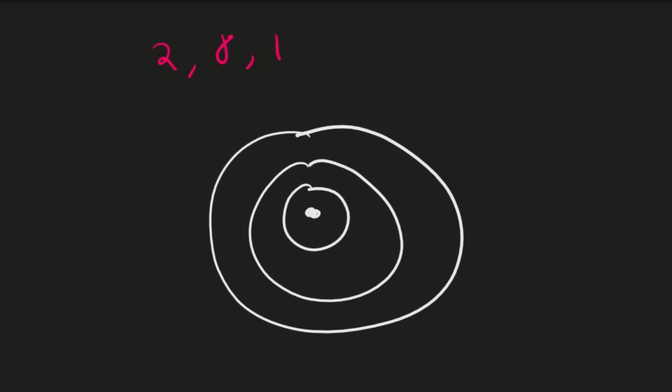In the first shell we know we've got 2 electrons. In the second shell, we know we've got 8 electrons, so we can do 1, 2, 3, 4, 5, 6, 7, 8. And in the third shell, we know we just have 1 electron. So this is your atom of sodium that we've drawn the electronic structure of from our number arrangement there.